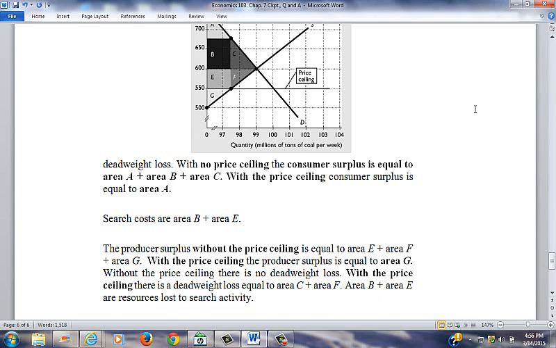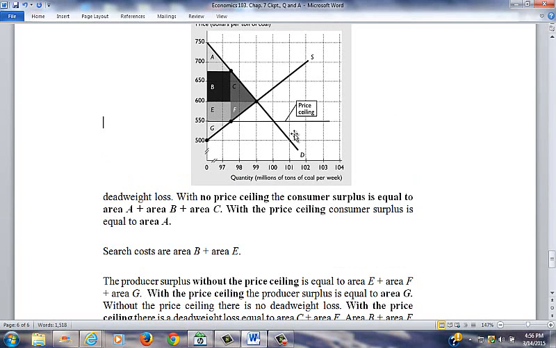Slightly complicated graph showing the different sections, but also showing the effects of the price ceiling and the reduction in consumer surplus, producer surplus, and the resulting deadweight loss in this area.